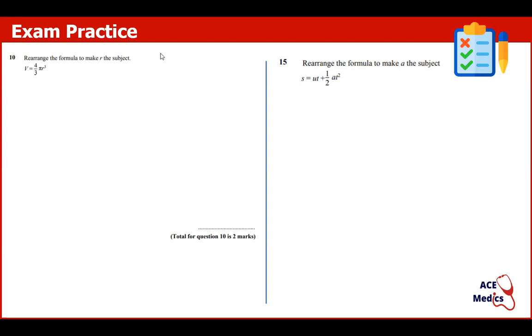Cool. Okay, we'll just go through the second one because it's slightly harder. So rearrange the formula to make A the subject. Okay, the first thing we want to think about then is probably keeping the A on one side and trying to move everything else to the other side. So let's take away UT first. There's not really a right or wrong way of doing this, to be honest.